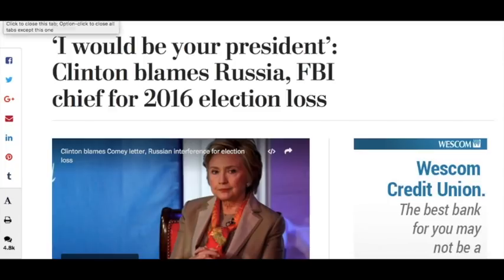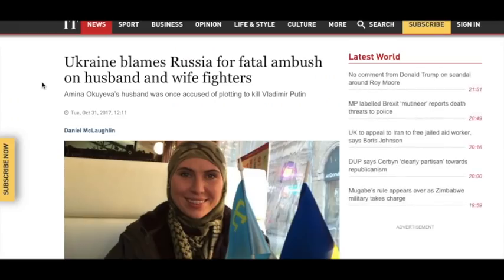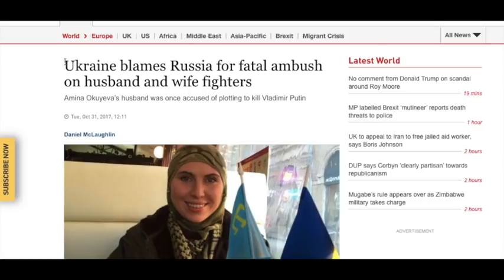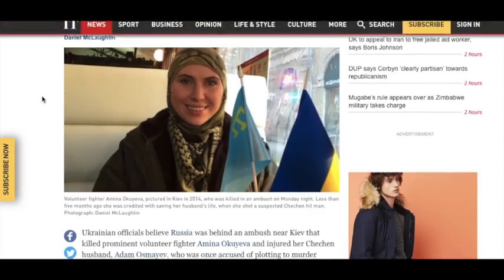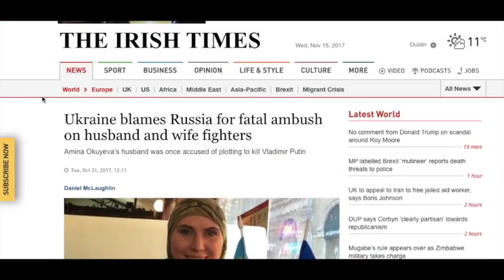And we know that, again, there's absolutely no evidence yet. There's no proof. Nothing has shown that it was Russia who somehow hacked the elections. Just total nonsense. Then we go across to the CIA operations in Ukraine, where, once again, a false flag is blamed on Russia. Who does Ukraine blame for a fatal ambush on husband and wife fighters, supposedly? Oh, Russia. So it's Russia's fault. This is just everywhere in the news. You search for this, and it's all these hundreds of articles. Russia's behind this. Russia's behind that.